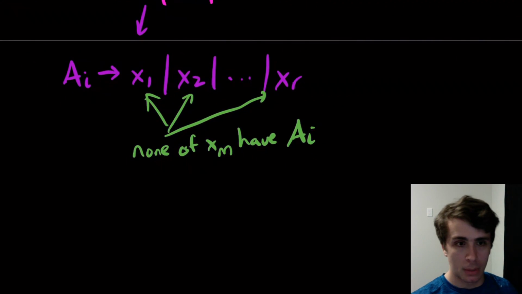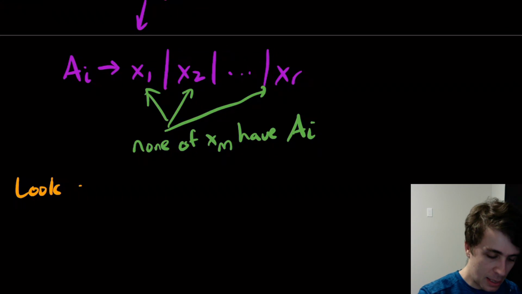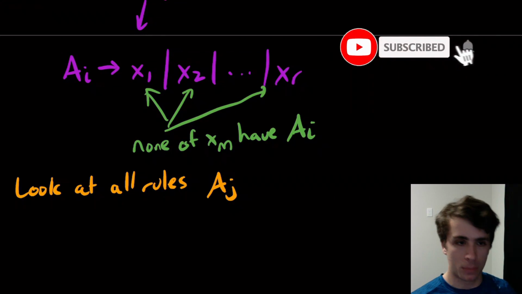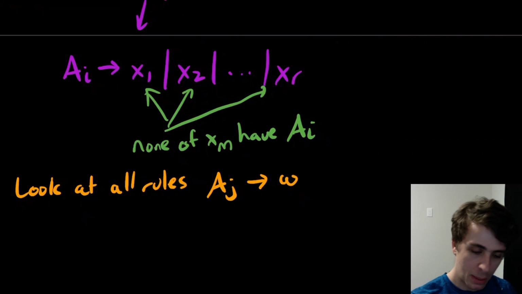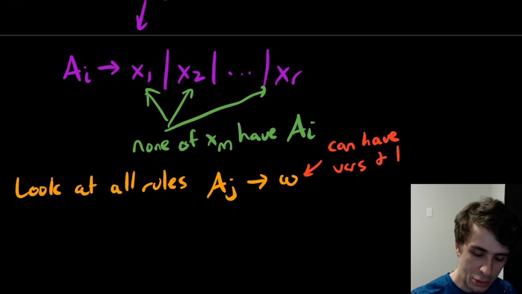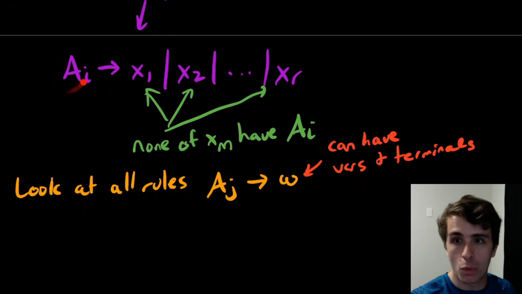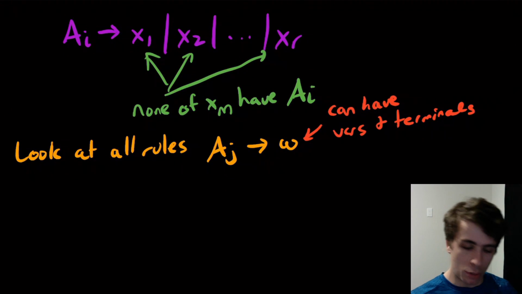So what do we actually do? What we're going to do is something that's actually pretty clever. We're going to look at all rules, every single one, aj. This is a different variable where it produces some string either of terminals or variables or both. So we're going to look at all rules that look like this. This omega looks like a W, but it's omega. It can have variables and terminals or a mix. It could have any set. In fact, AI, the variable we're interested in, could very well be over on this right-hand side. We don't know for sure.